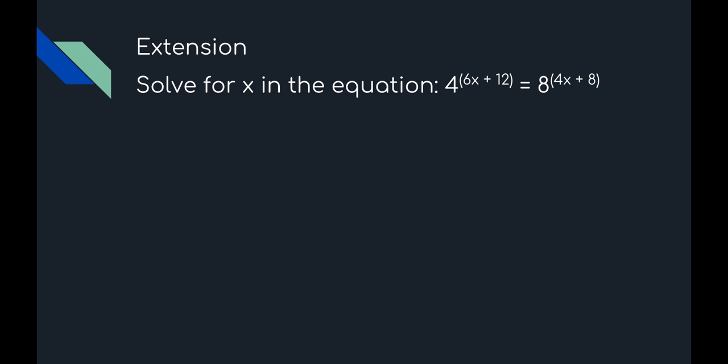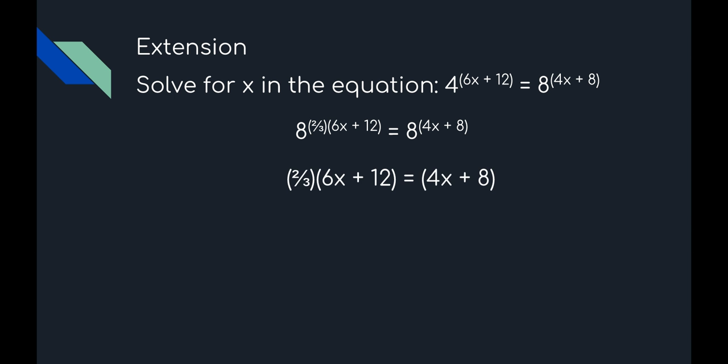Let's do the extension problem. Solve for x in the equation 4 to the 6x plus 12 equals 8 to the 4x plus 8. Here, I recognize that 4 is 2/3 of a power of 8, and so I'm going to just change that 4 to 8 to the 2/3 power. I now have the same base, and I can equate the exponents.